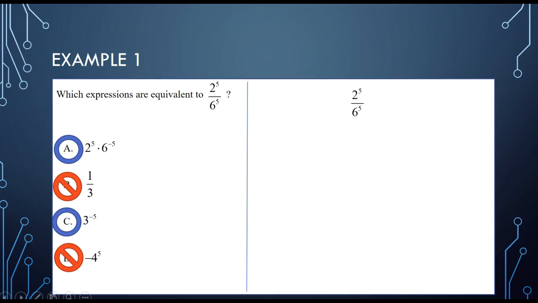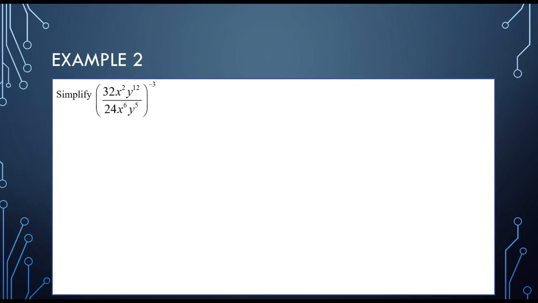So the strategy that I used was taking a look at each one of our choices individually and then trying to manipulate our expression to get to the desired expression. And in the cases of A and C, we were able to use those rules of exponents properly. So those were the ones that worked. Let's take a look at another example.